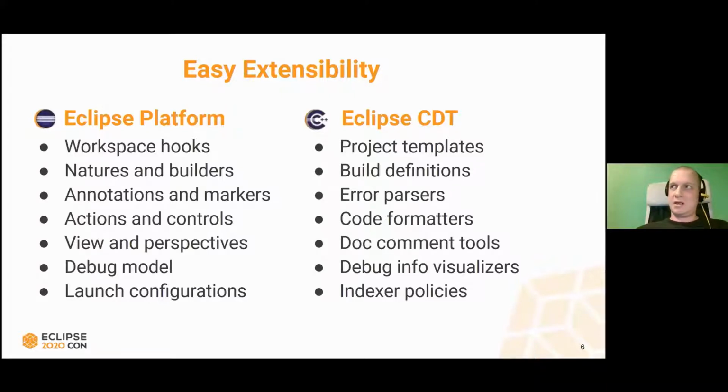Error parsers help you to give the output from some command line utilities back to the IDE. There are code formatters and the ability to integrate documentation tools like Doxygen and others, and a lot of out-of-the-box debug visualizations. And also what is important to mention is indexer policies, and here is the entry point to solve your scalability problem, because you can skip some big headers or do something like this.